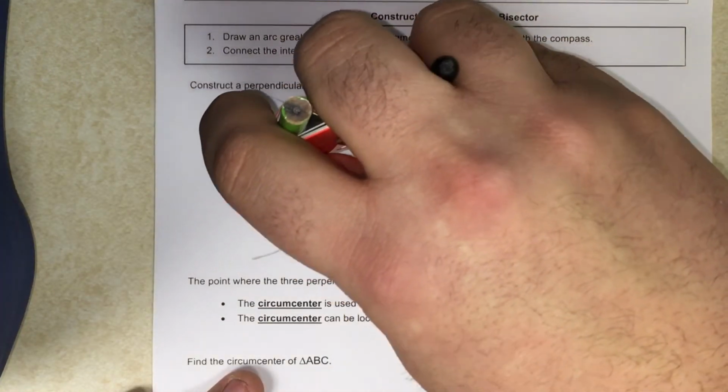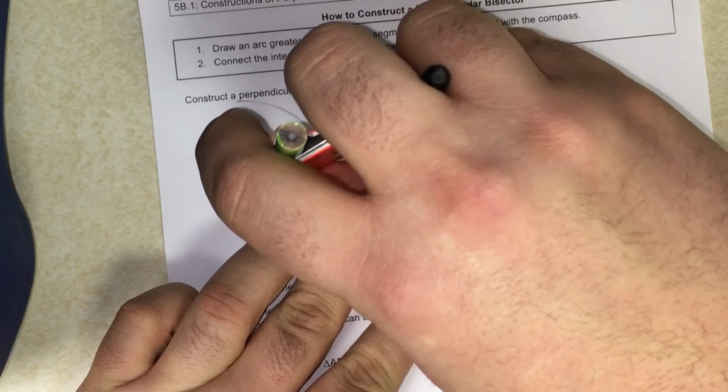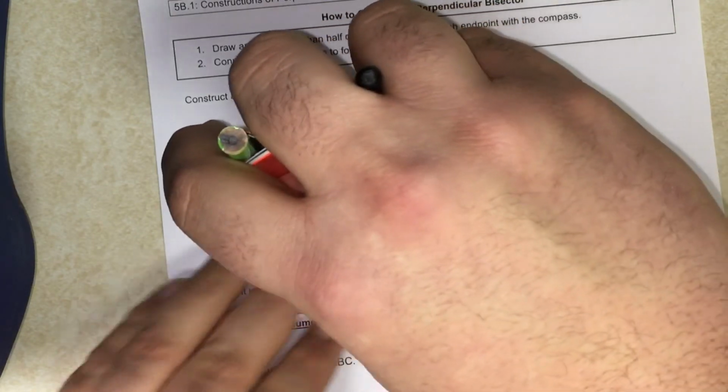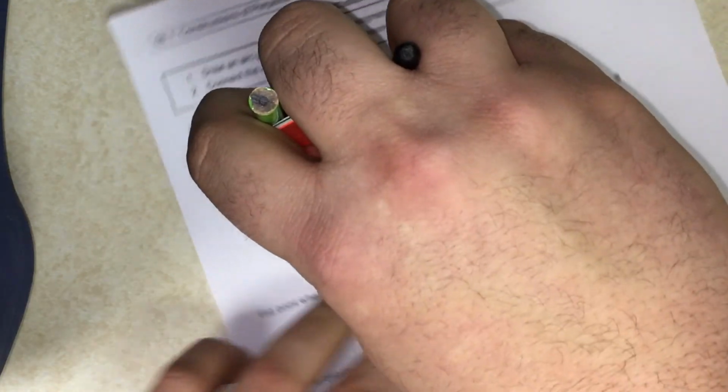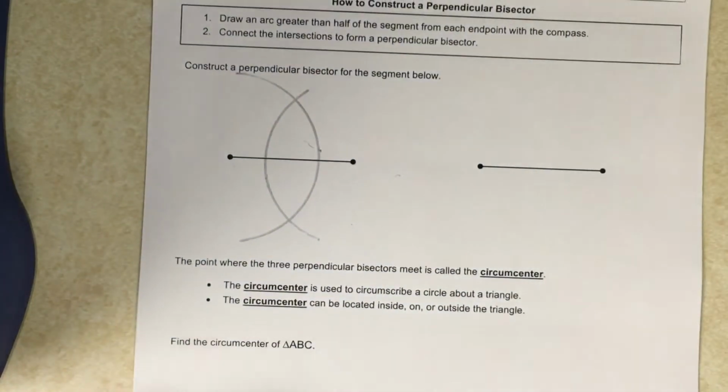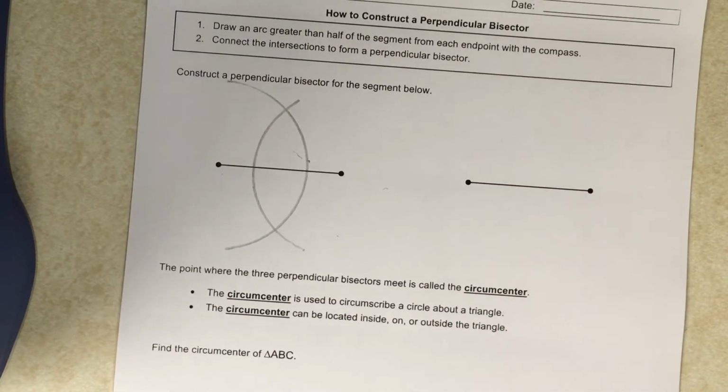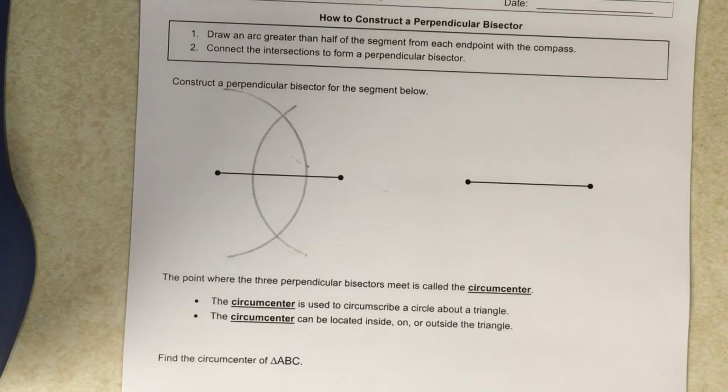When you do this, what will happen is your arcs will cross over each other. You'll see that here in just a second. Just like so. You only need to draw enough of the arc so that it crosses over twice. You'll see it once above and once below.